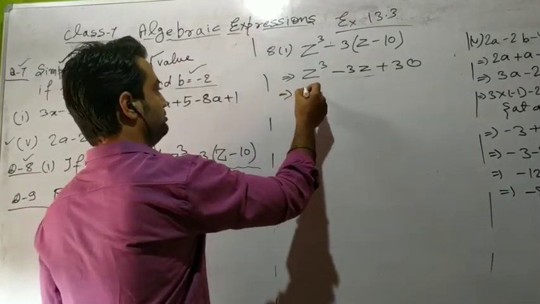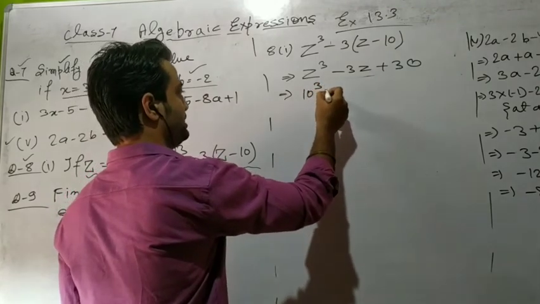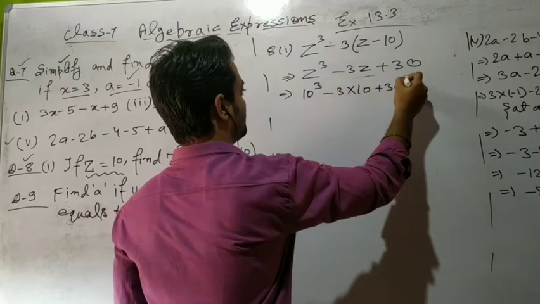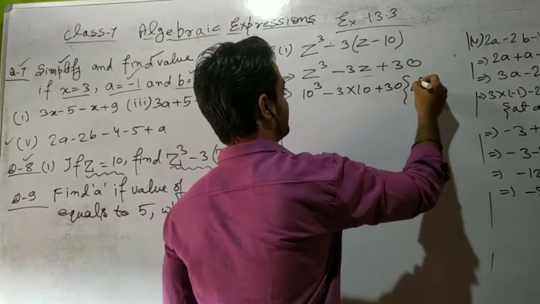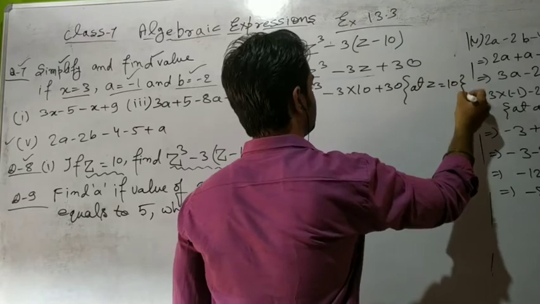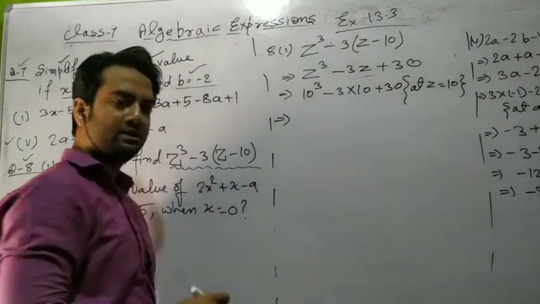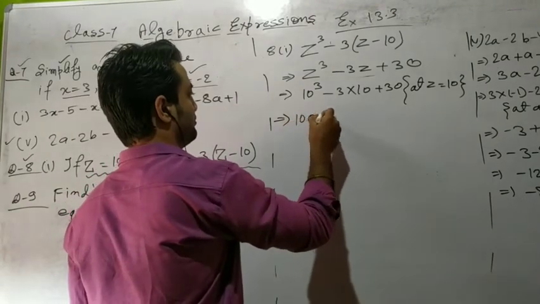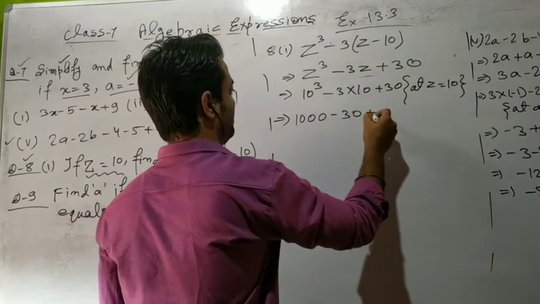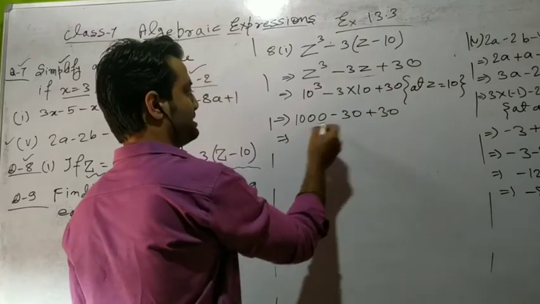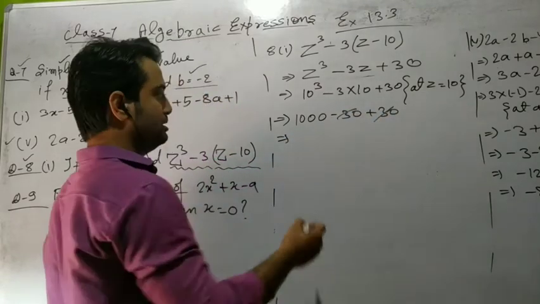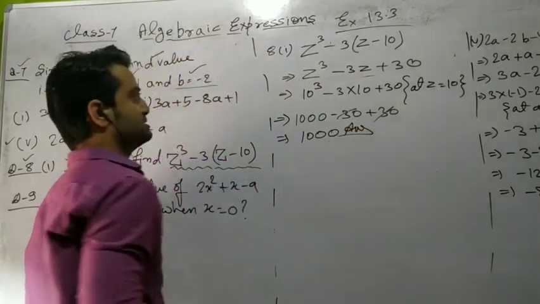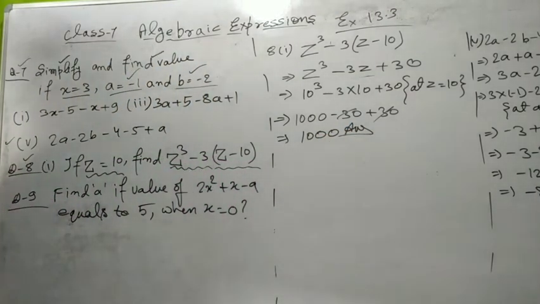Now we will put the value. So z value is 10. So it will be 10 cube minus 3 into 10 plus 30, at z equals 10. Now what is the value of 10 cube? 10 into 10 into 10 gives us 1000. 1000 minus 30 plus 30. Now minus 30 plus 30 gives us 0. So the answer is what? 1000. This is our answer. Such an easy question.